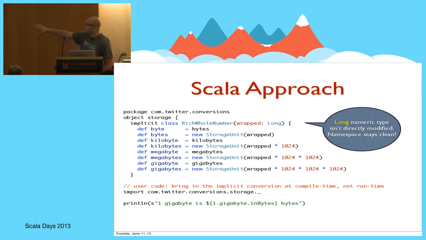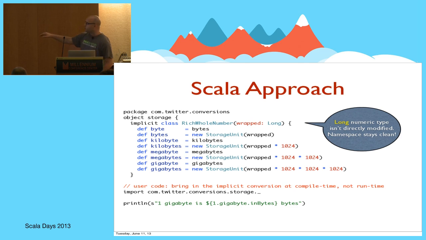And the key thing here is that if you notice, it's a brand new class, right? So the Long namespace is not tampered with. We don't reopen the Long type and start adding these methods, right? And that's a key thing. The namespace stays clean.